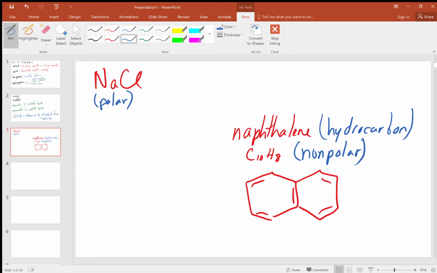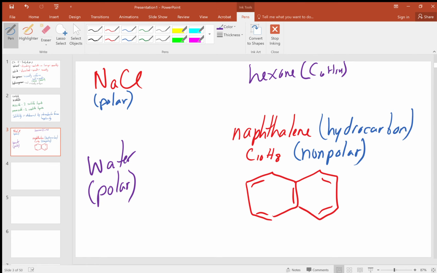So what if we try and dissolve these? Well, we could look at two different solvents. We can look at water. Water we know is a polar solvent. And we could look at hexane. Hexane is C6H14. Again, it's a hydrocarbon, and therefore highly nonpolar. So what do you think will be soluble with what? Do you think sodium chloride will be soluble in the water? What about in the hexane? How about the naphthalene? Do you think that'll be soluble in water or hexane?